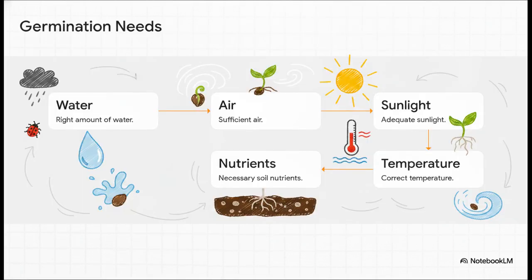Here's the catch, though. Germination is definitely not guaranteed. For this magic to actually happen, the seed needs a very specific recipe. It needs the exact right amount of water, sufficient air, adequate sunlight, the correct temperature, and necessary nutrients from the soil. If even one of these elements is slightly off, or if an insect decides to eat the seed or a harsh storm washes it away, the whole process just stops. It's an incredibly delicate balance.